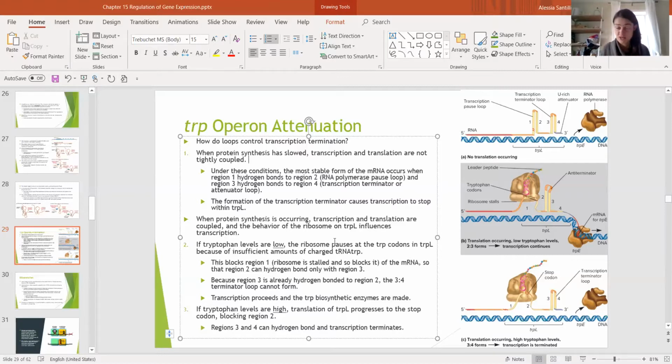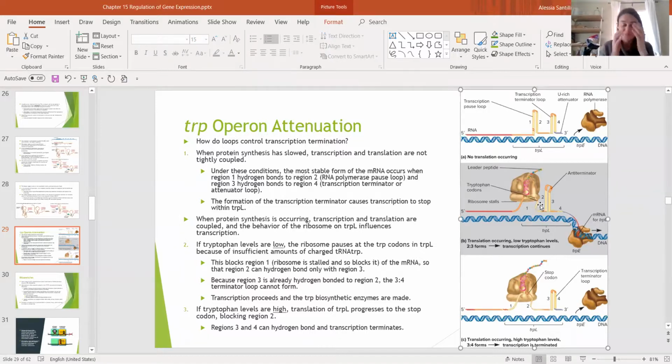The next two possible cases depend on the possibility that protein synthesis is working as normal. So transcription and translation are coupled. So our ribosome is closely on the heels of RNA polymerase. Okay, so they're really close to each other, and this dictates which regions are able to be formed. They're already complementary to each other, but which regions can form which stem loops.